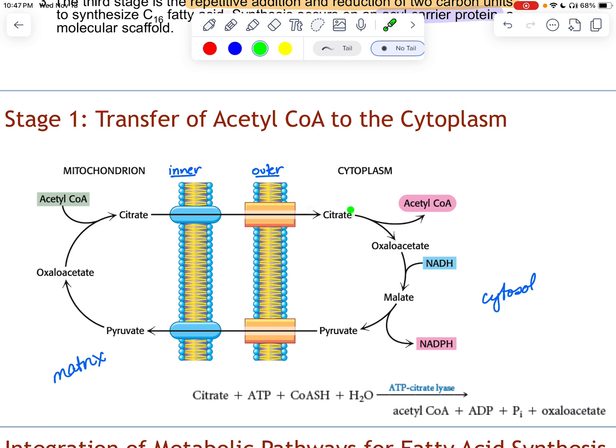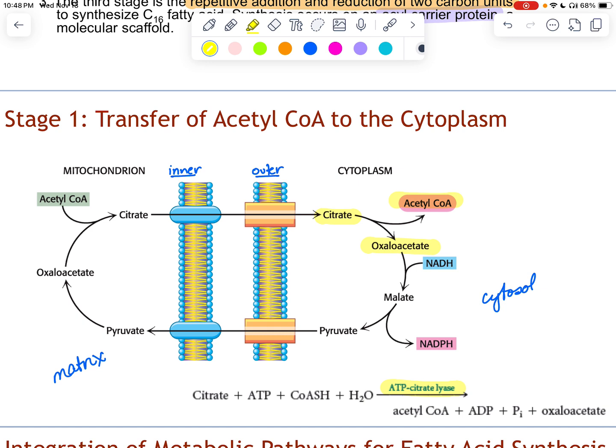Okay, once it's here, it gets split back apart into that acetyl-CoA and our oxaloacetate. The enzyme that is used for that is actually written down here, ATP citrate lyase. So let's think about that. Citrate was our substrate, and ATP is the other one. So this tells us that this took energy, right? We needed to use ATP to split these apart.